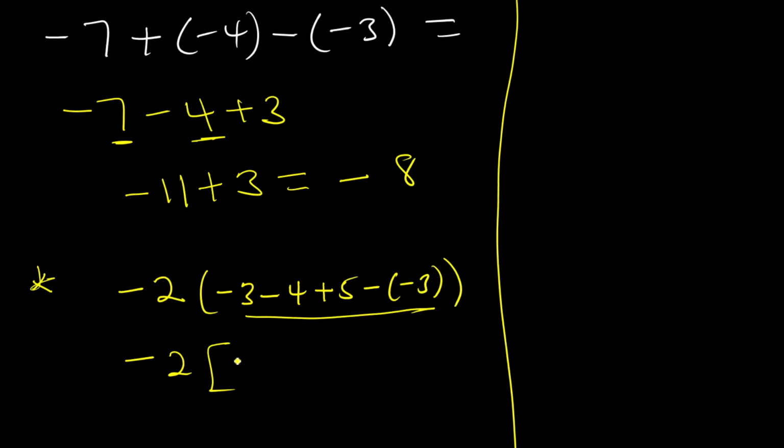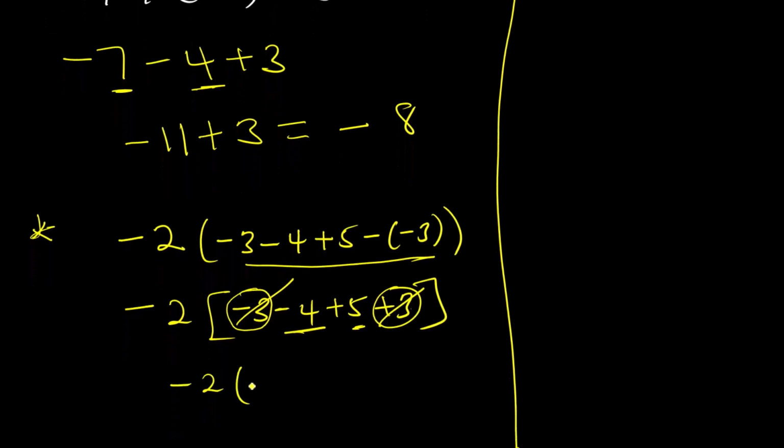So minus will be plus. So we have minus 3 minus 4 plus 5 plus 3, because minus minus is plus 3. Remember, minus 3 and plus 3: plus 3 is the additive inverse for minus 3. I said the additive inverse for plus 3 is minus 3, so this and that will be 0. And we have minus 4 and 5, so we have left 1. So we have minus 2 times 1, which is minus 2.